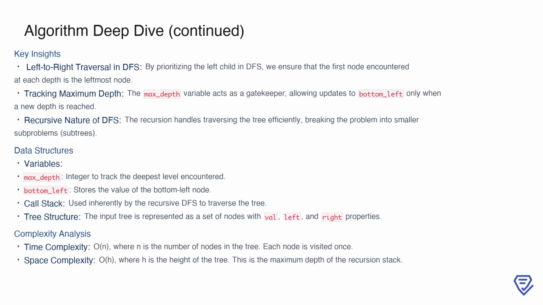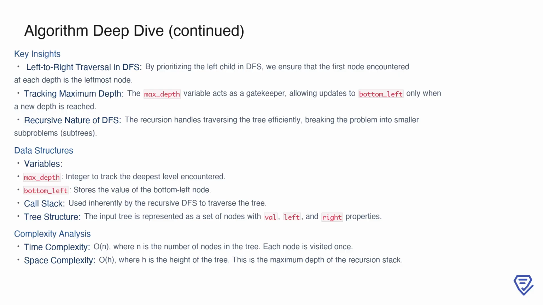The key to this algorithm lies in a few insights. First, by traversing the left subtree before the right in our DFS, we guarantee that the first node encountered at each depth is always the leftmost. Second, the max_depth variable acts as a checkpoint, allowing updates to bottom_left only when a new depth is reached. This ensures that we don't overwrite the value unnecessarily.